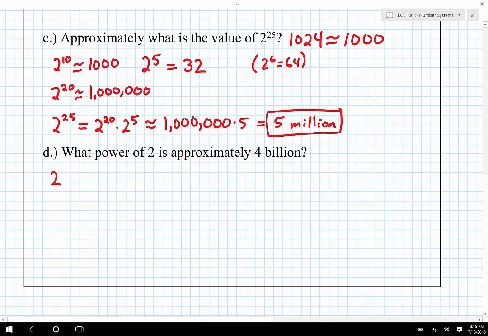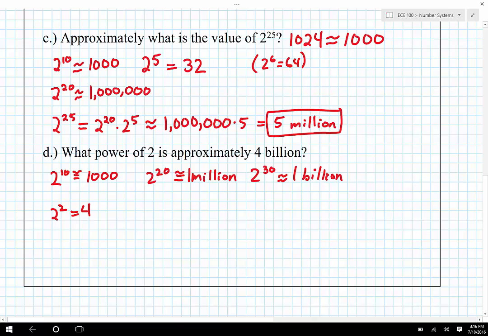Well, we know that 2 to the 10th is approximately 1,000. 2 to the 20th is approximately 1 million. 2 to the 30th is approximately 1 billion. And we know that 2 to the 2nd power is equal to 4. So therefore, 2 to the 32nd power is going to be equal to 2 to the 2nd power times 2 to the 30th power, which is 4 times a billion. And therefore, we're looking at 32 bits.